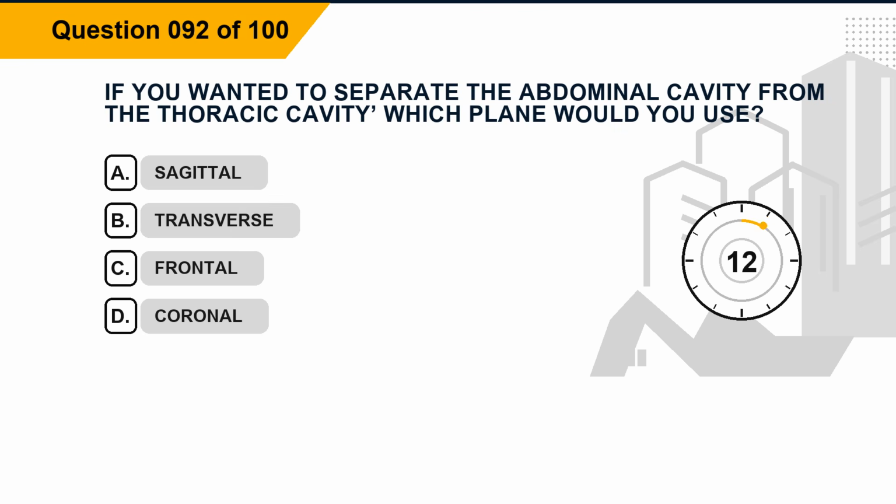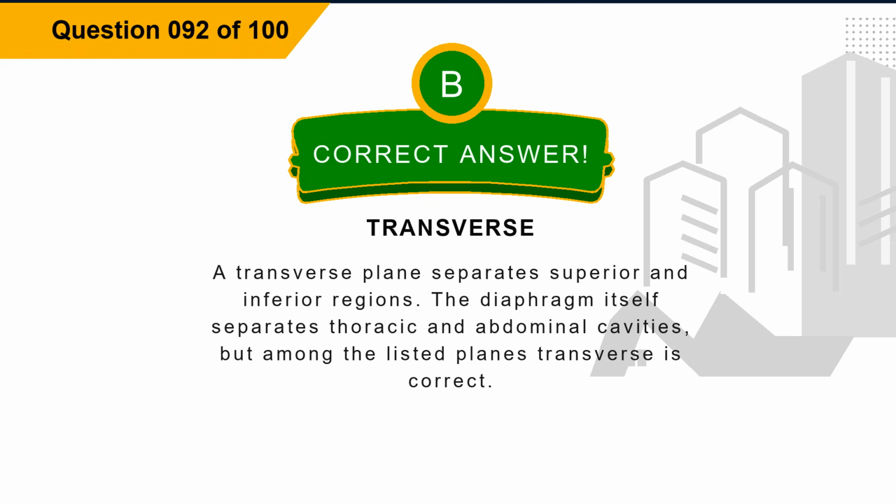Question 92. If you wanted to separate the abdominal cavity from the thoracic cavity, which plane would you use? Option A, sagittal. Option B, transverse. Option C, frontal. Option D, coronal. The correct answer is option B, transverse. Explanation. A transverse plane separates superior and inferior regions. The diaphragm itself separates thoracic and abdominal cavities, but among the listed planes transverse is correct.